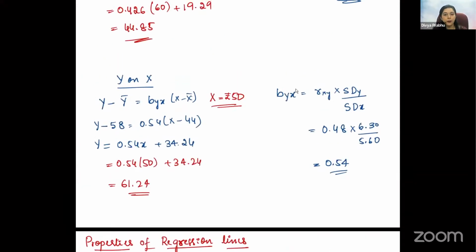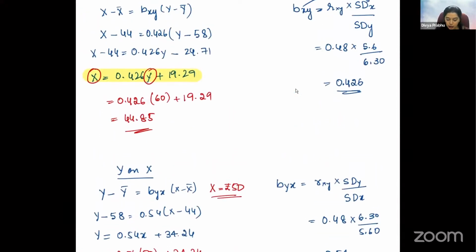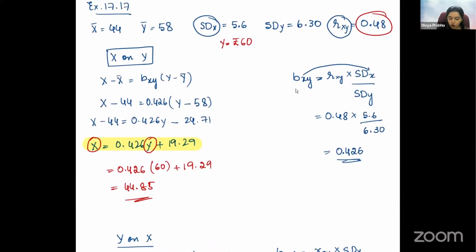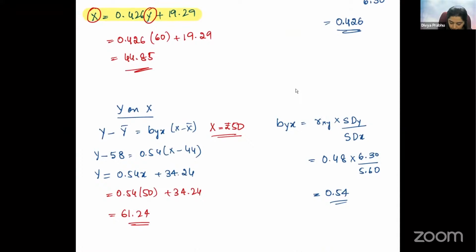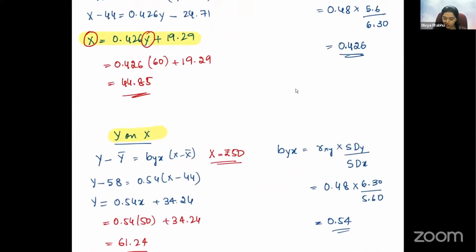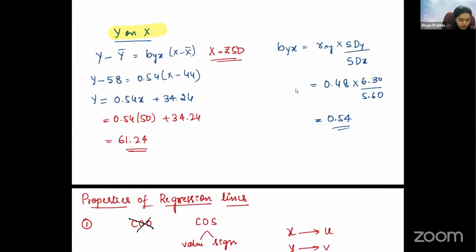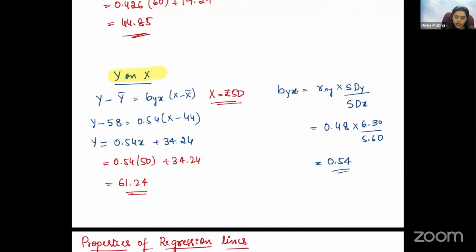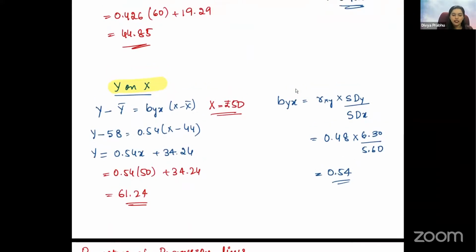Understood? This is one type of question which they can ask you. Basically, they will give you all the relevant data and ask you to estimate the value of x when y is given, or estimate the value of y when x is given. For this, we use the regression equations x on y and y on x. Simple, right? This chapter is actually simple. Okay, correlation and regression both. Understood everyone? Clear? Can we proceed?